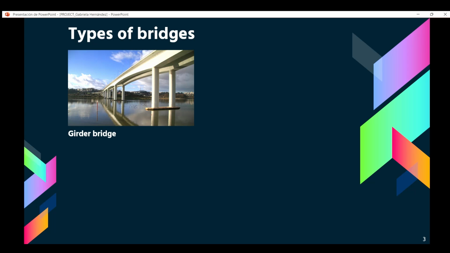Girder bridge consists of a horizontal beam supported at each end by piers. The weight of the girder pushes directly on the piers. The farther apart the abutments are, the weaker the beam becomes.